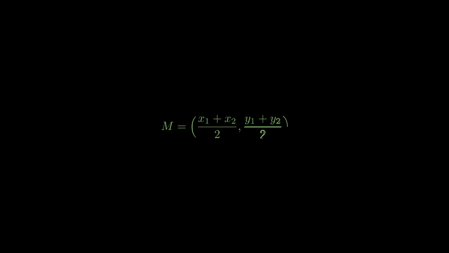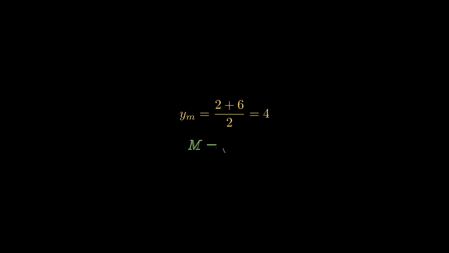Midpoint. Average the x-coordinates, average the y-coordinates. For the same 2 points, x midpoint is (1 plus 4) over 2, which is 2.5. Y midpoint is (2 plus 6) over 2, which is 4. So the midpoint is (2.5, 4). The midpoint always lies halfway along the segment, so it should look centered between the two given points.